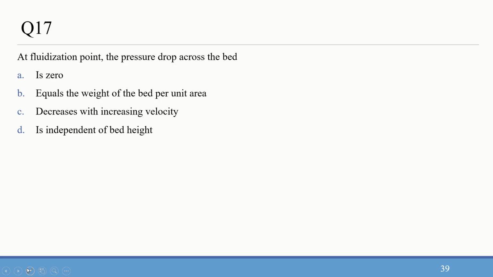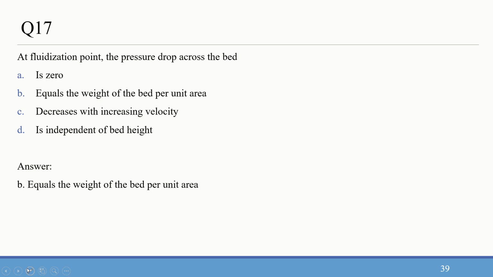It is not 0, it doesn't decrease with increasing velocity, and after fluidization the pressure drop across the bed remains almost constant, and it is independent of bed height is also not the right option. So the answer is option B, equals the weight of the bed per unit area.